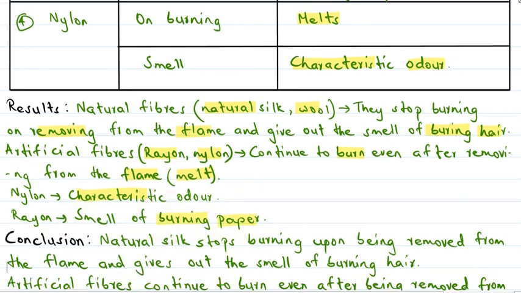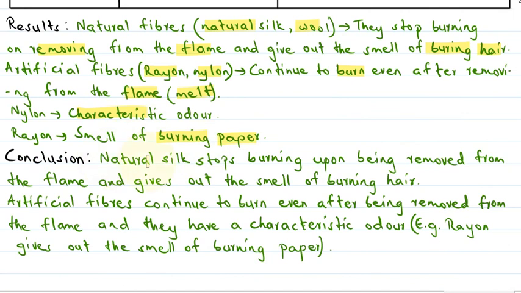So we concluded that natural silk always stops burning upon being removed from the flame, and it has no strong odor and gives out the smell of burning hair, whereas artificial fibers continue to burn even after being removed from the flame, and they have a characteristic odor. For example, rayon has the odor of burning paper.